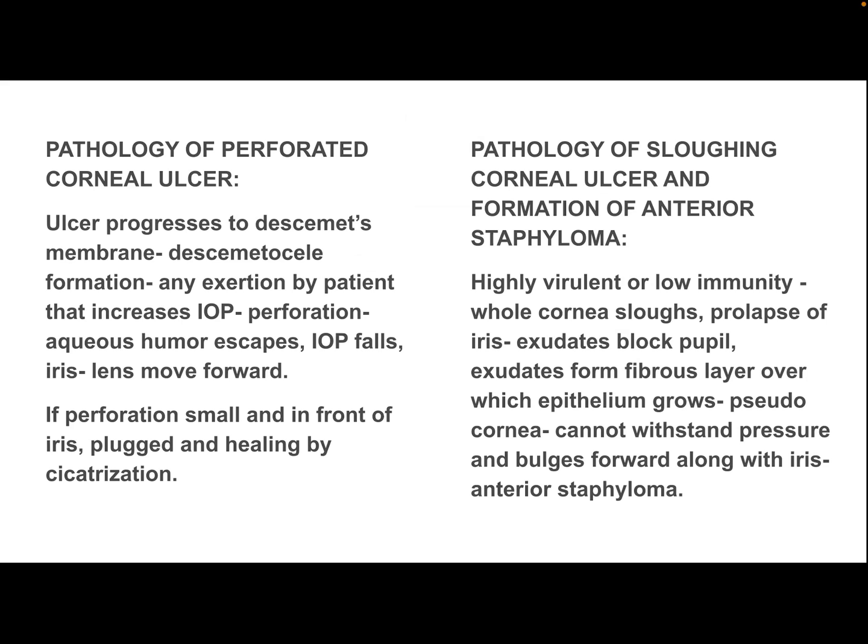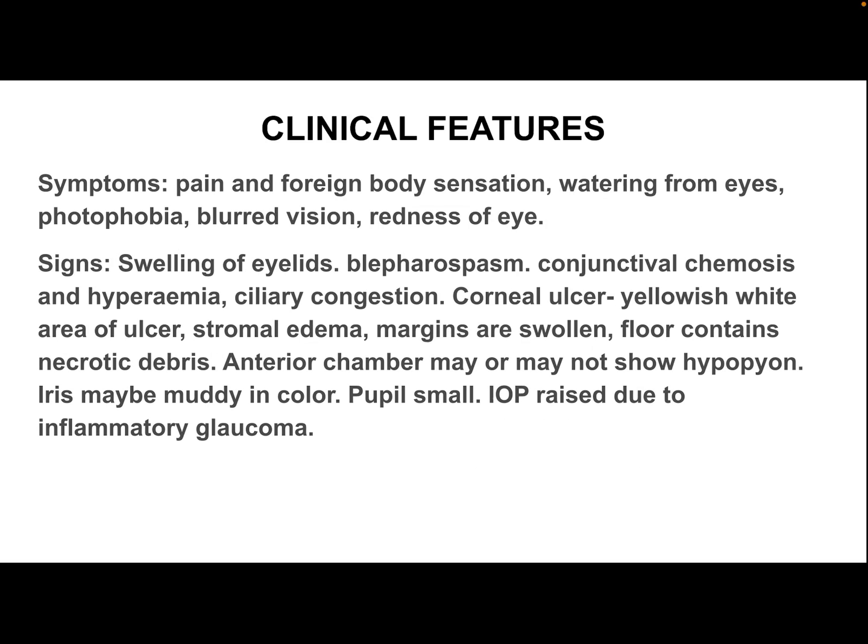And this, along with this iris, they will bulge forward, because they cannot withstand the intraocular pressure. They are too fragile. They are not as strong as our healthy cornea. So this bulging forward, this whole thing is known as anterior staphyloma. Next is the clinical features.